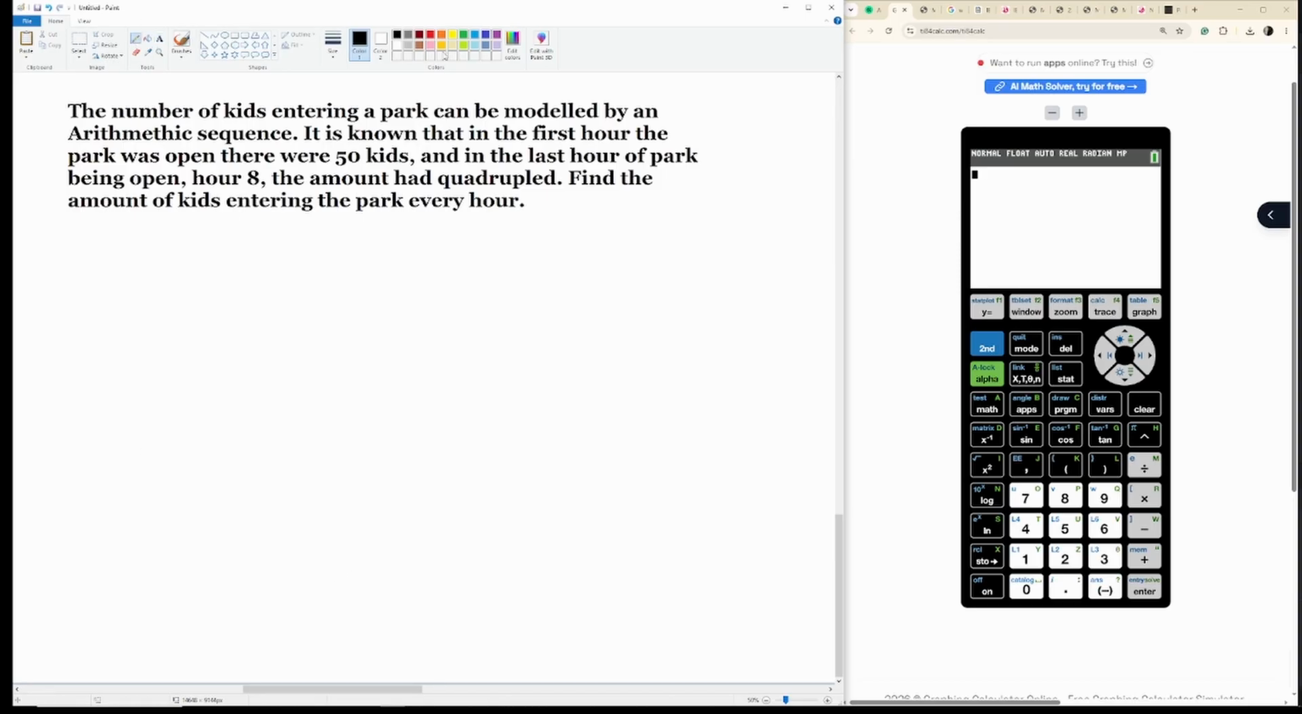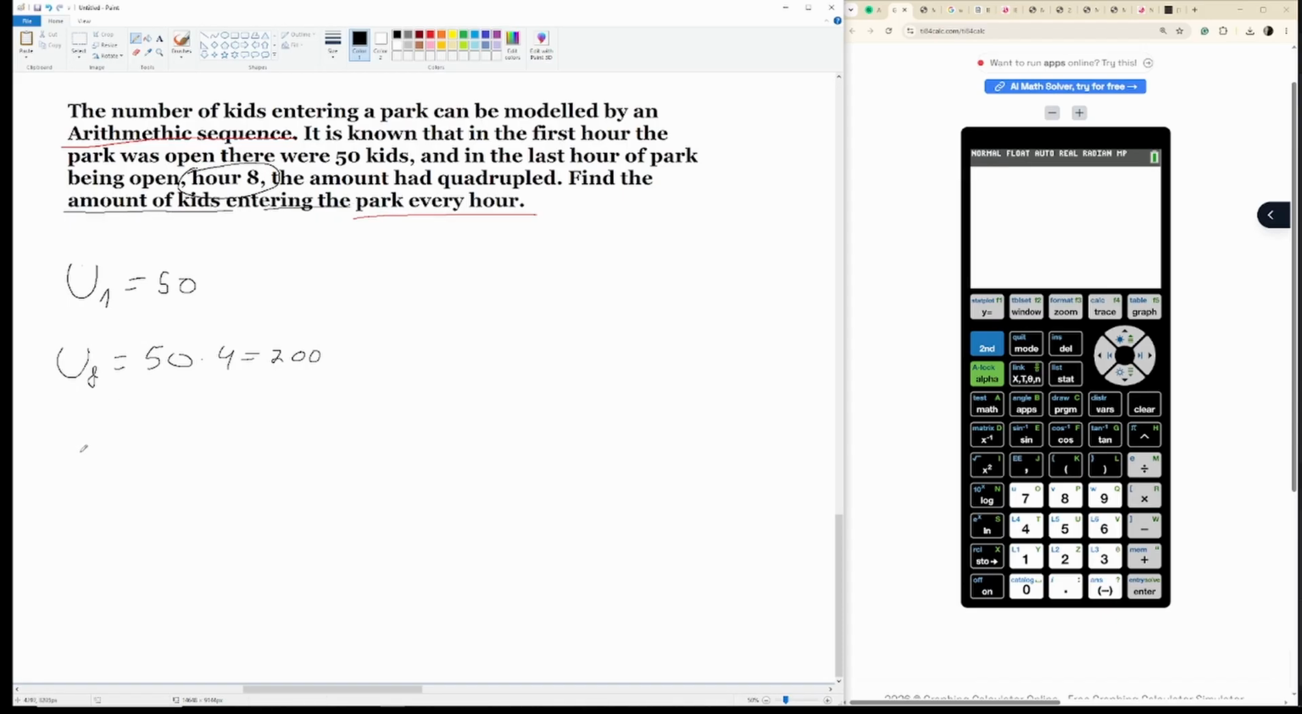So we know that the amount of kids entering every hour is constant because it's an arithmetic sequence. So what we can get from this text is that U1 is obviously 50. And it said that in the last hour, hour 8, the amount had quadrupled. Therefore, we can put that U8 equals 50 times 4, which equals 200.